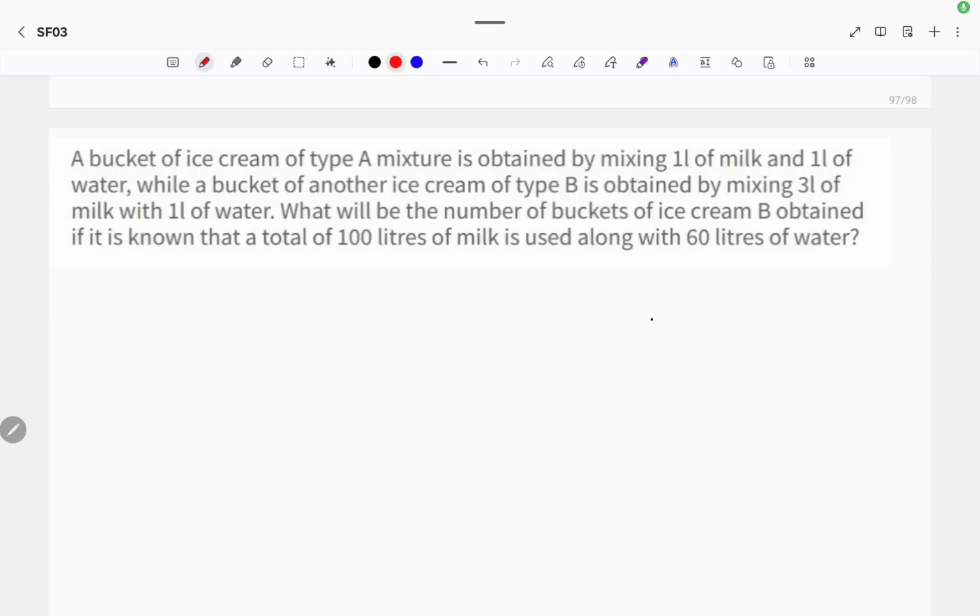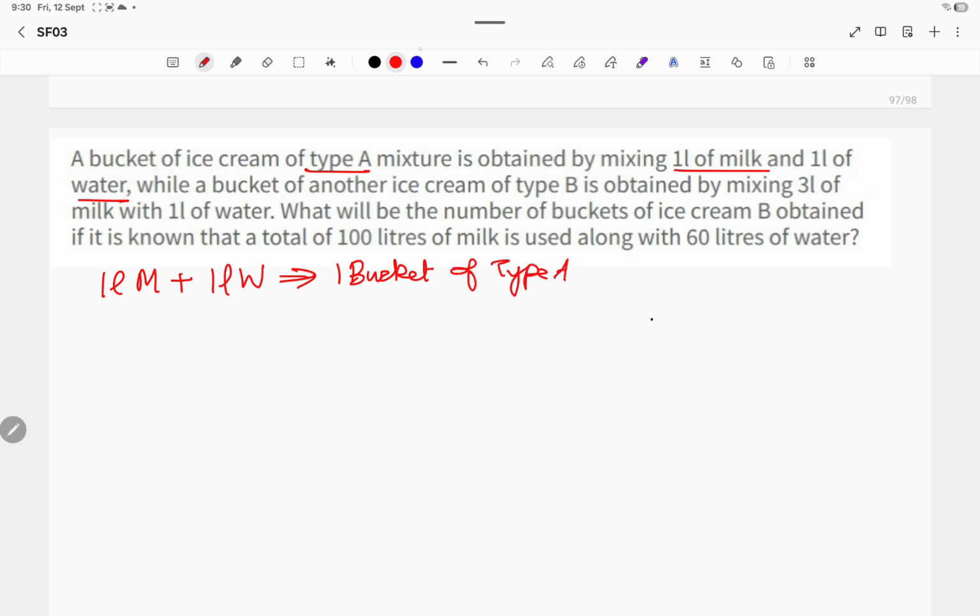What do we have here? A bucket of ice cream of type A is obtained by mixing 1 liter of milk and 1 liter of water. So 1 liter milk plus 1 liter water will give me 1 bucket of type A ice cream. Similarly, another bucket of ice cream of type B is obtained by mixing 3 liters of milk with 1 liter of water, which will give me 1 bucket of type B.